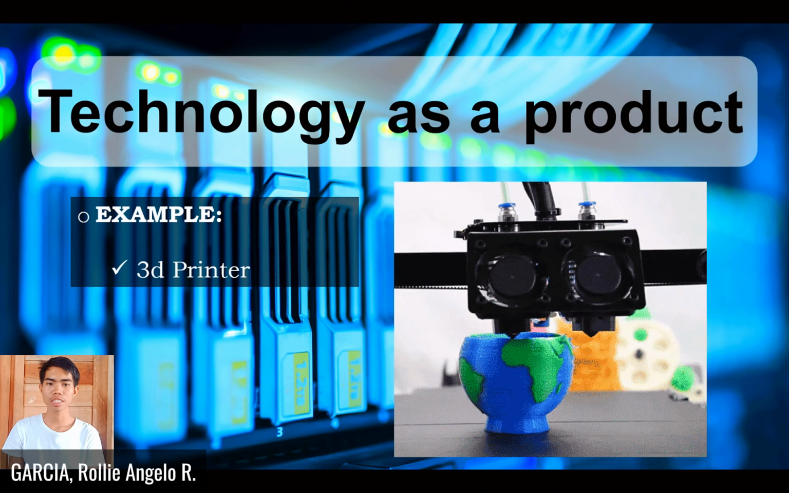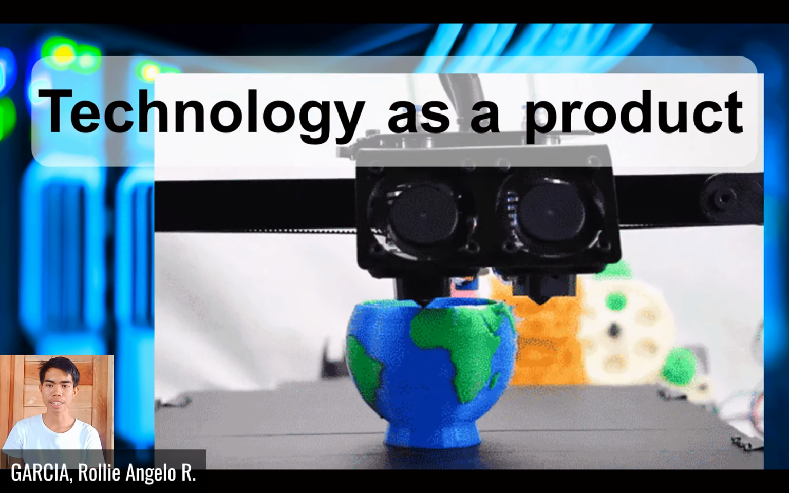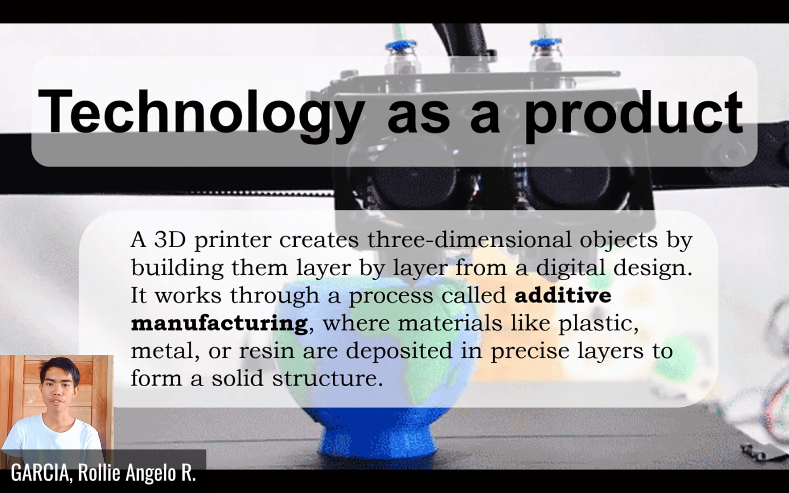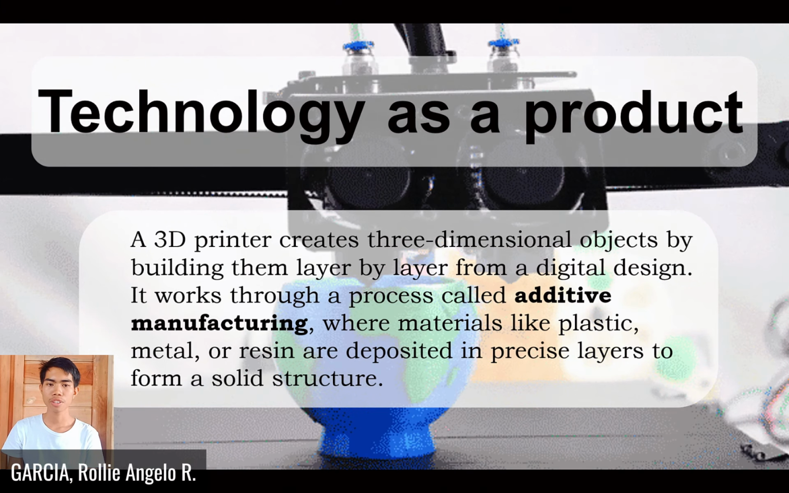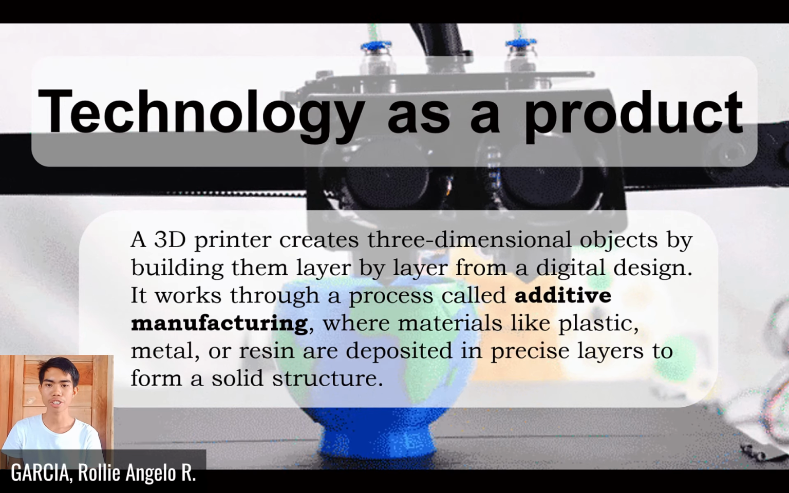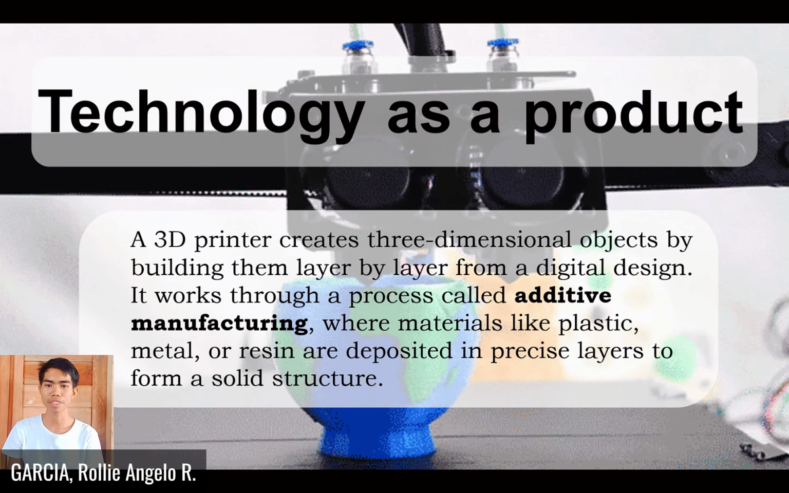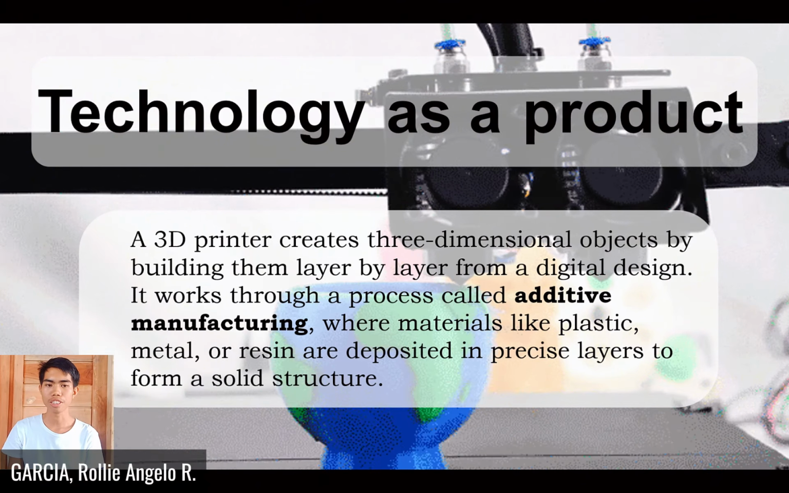An example of technology as a product is a 3D printer that creates three-dimensional objects by building them layer by layer from a digital design. It works through a process called additive manufacturing, where materials like plastic, metal, or resin are deposited in precise layers to form a solid structure.